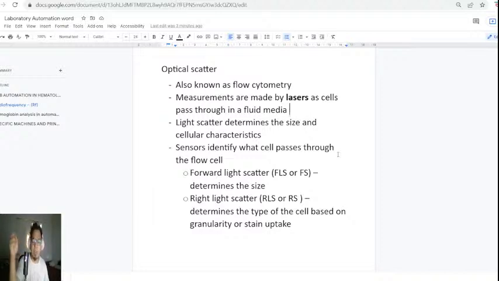How does it determine the size? Well, suppose you have an RBC, and suppose the length of the laser is given as a standard. The amount of laser light being blocked by a particular cell is the thing that determines the cell size.